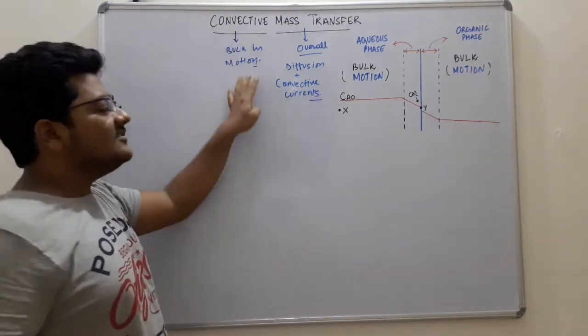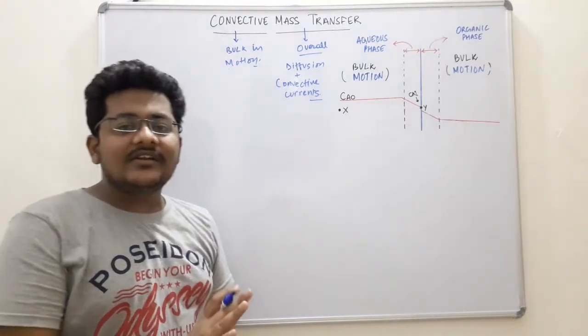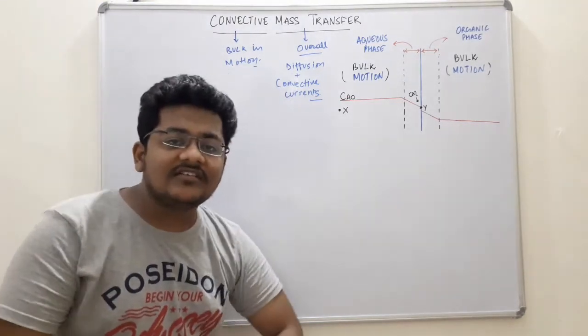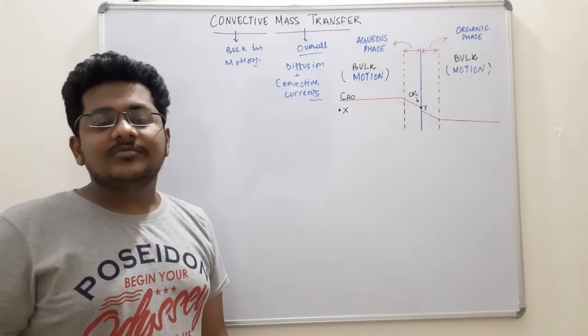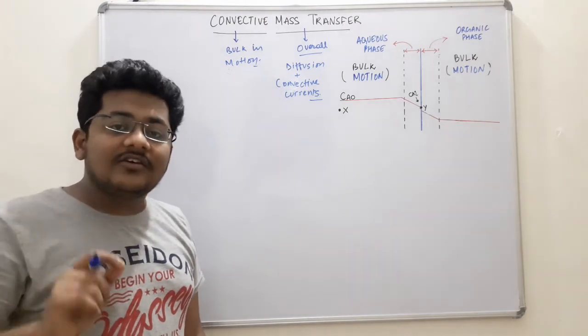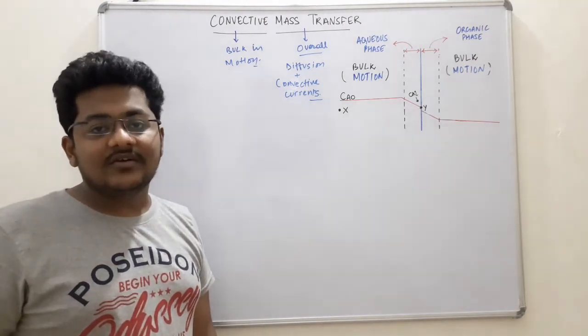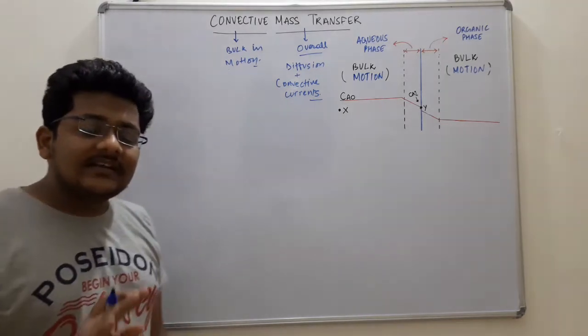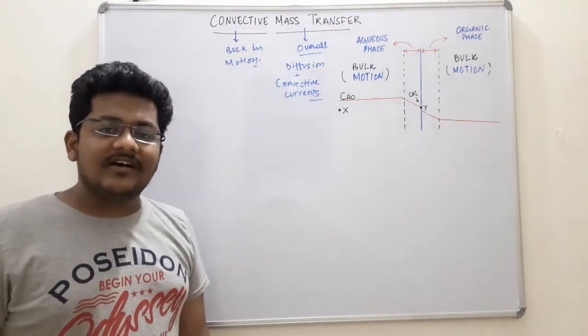Okay, so these are the things which you keep in mind whenever it comes to convective mass transfer. It is not just that because of the bulk fluid motion the mass transfer is happening. There is a crucial role of diffusion also in it. Okay, so now let us derive a formula for this convective mass transfer.